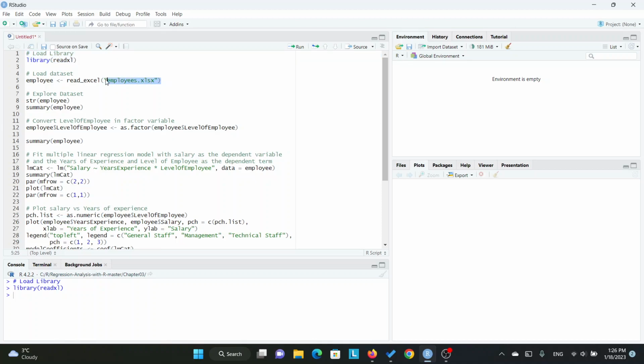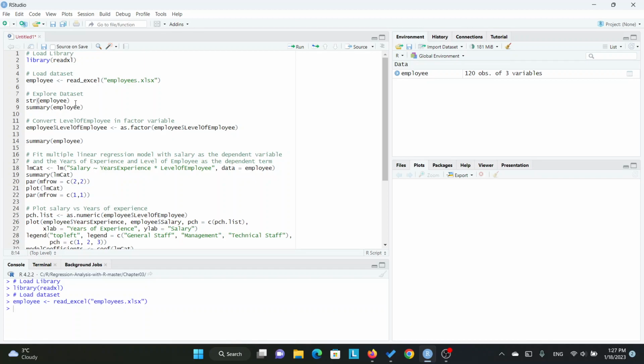Okay, let's load our data set. We're going to name our data set employee, and we're using the function read_excel. Our file is named employees.xlsx. Make sure that the file employees.xlsx is in the current directory, the directory that you're working in. Let's run that. As you can see on the right, in our global environment, the employee data set has been loaded.